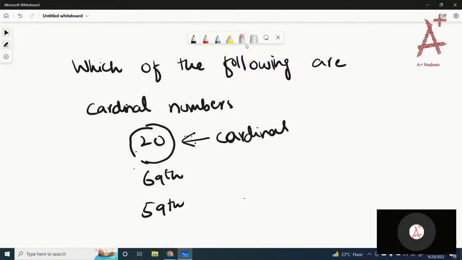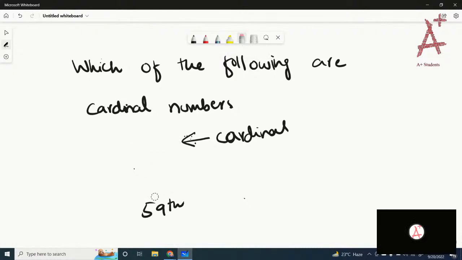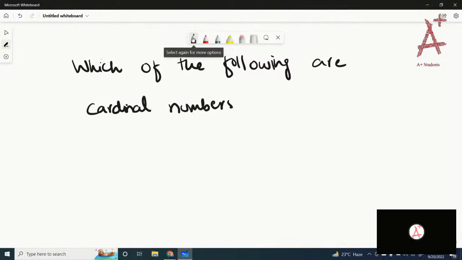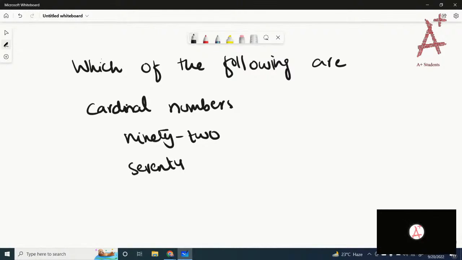Okay, the next one is: which of the following are cardinal numbers? You are given four options. The first one is 92, then 72nd, then 58th, and then 23rd. Which of them are cardinal?